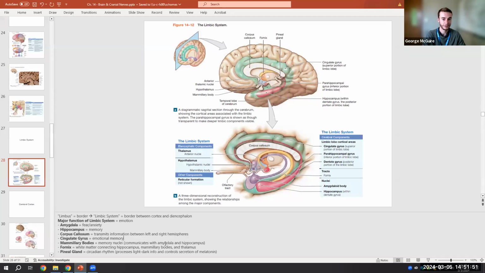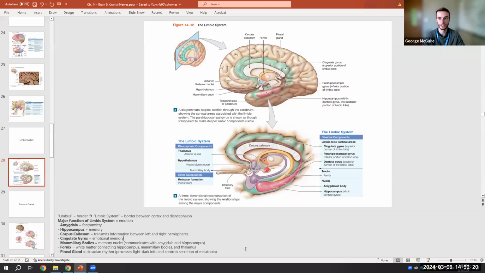Okay, so mammillary bodies communicate between the amygdala and hippocampus. The fornix is white matter connecting the hippocampus, mammillary bodies, and the thalamus. I don't think they had a great, oh yeah, here it is. You can see that white matter tract coming in here, and then the fibers distinguishing between those areas. Right, so it takes information from the amygdala, mammillary bodies, and brings it to the hippocampus, basically, and vice versa.